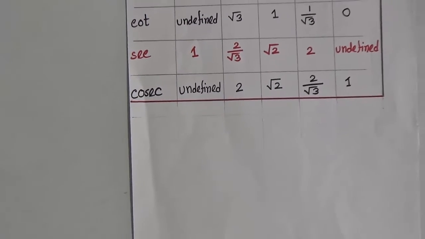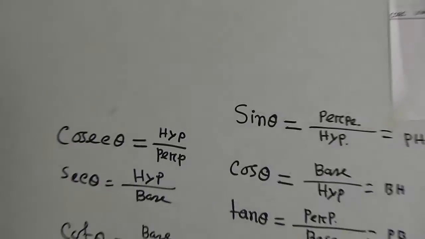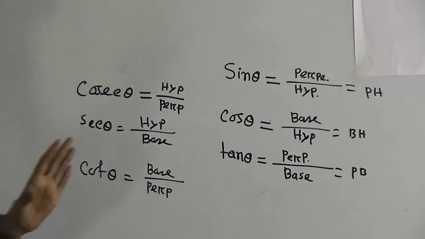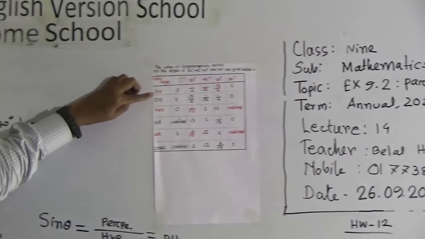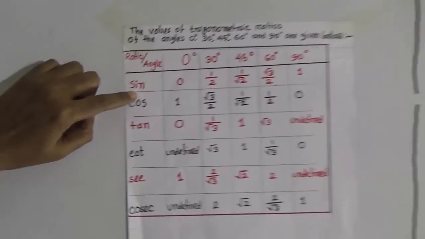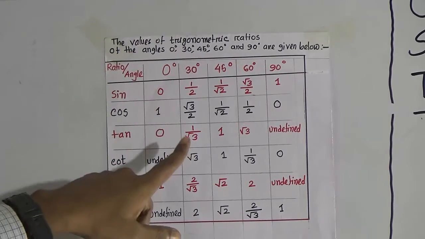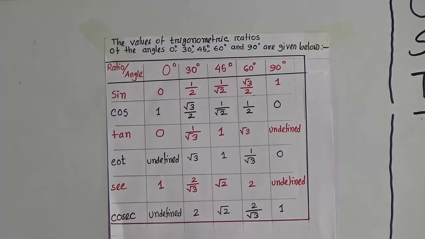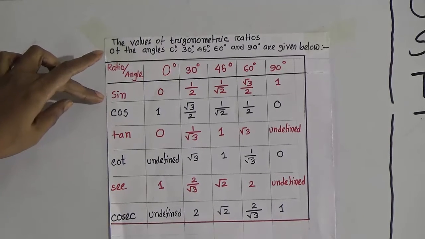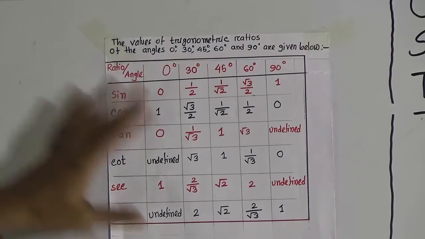Suppose, look students, in the first case you memorize only the values of sine angles. Sine 0 degree means 0, 30 degree means 1 by 2, 45 degree means 1 by root 2, 60 degree means root 3 by 2, and 90 degree means 1. You have to memorize this line, otherwise you determine this formula.